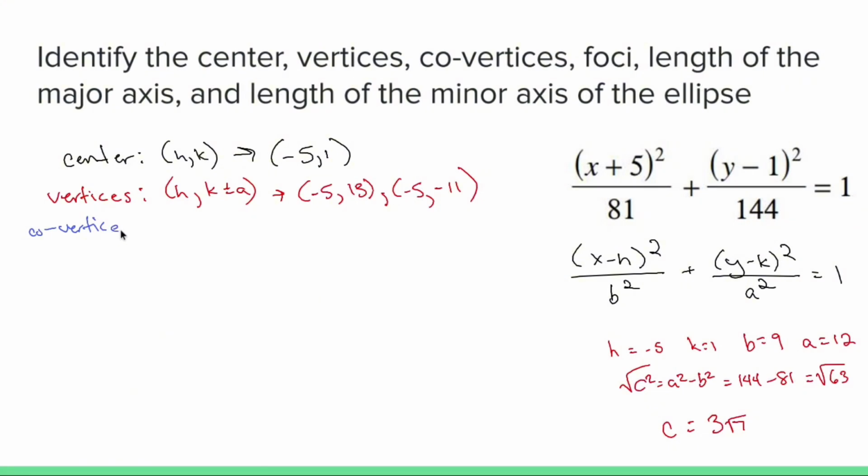Covertices are given to us by h plus or minus b, k. So we have negative 5 plus 9, which is going to be 4. K is 1. Negative 5 minus 9, which is negative 14. And that's going to be 1.